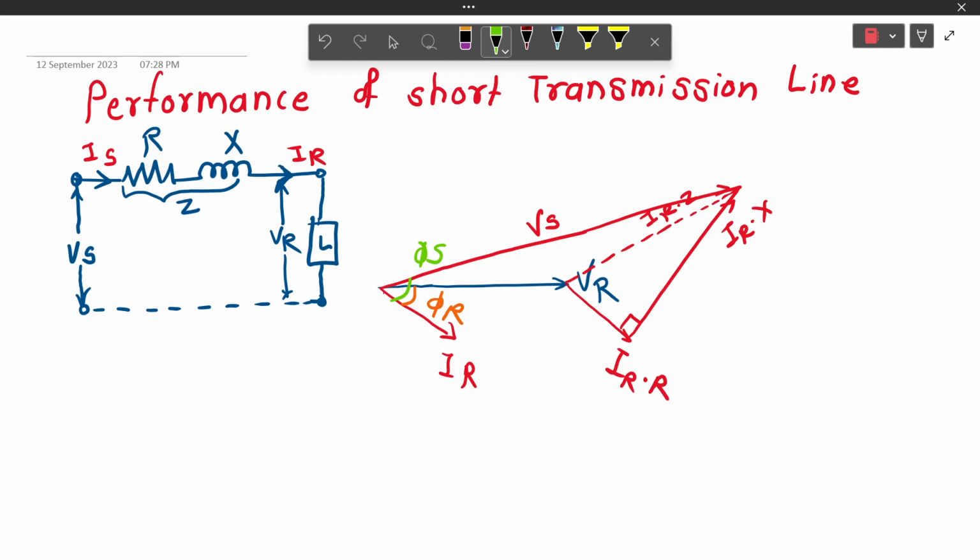If you consider the equivalent circuit, it is clearly observed that the sending end current Is is equal to receiving end current because it is a simple series connected circuit. So IR is equal to Is is equal to I. Hence, the angle between IR or Is and Vs is represented with phi s, and the angle between VR and IR is represented with phi r.